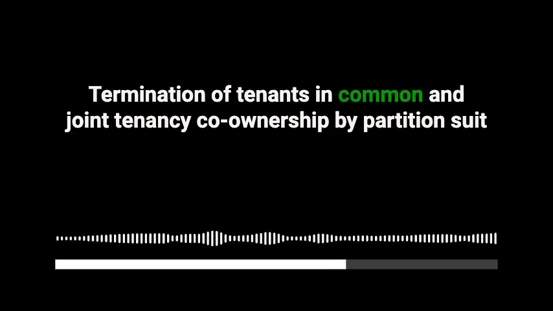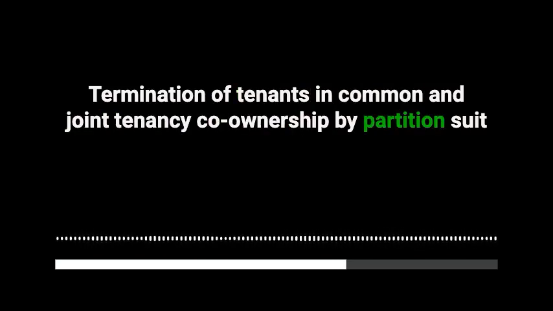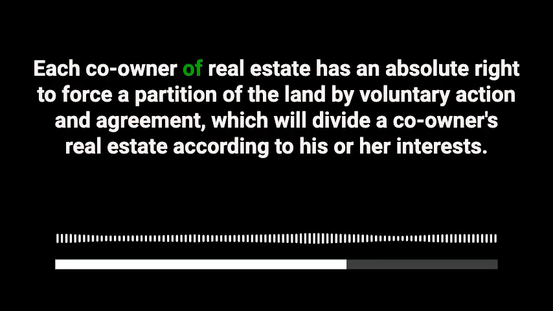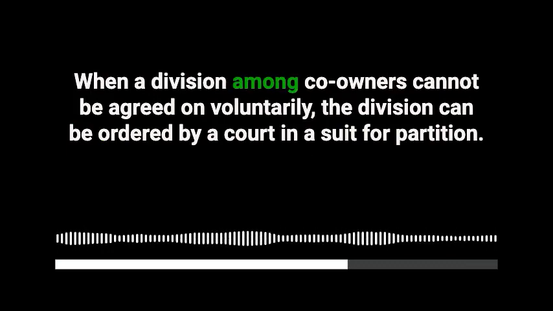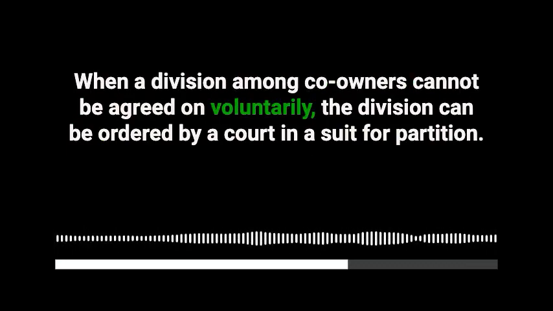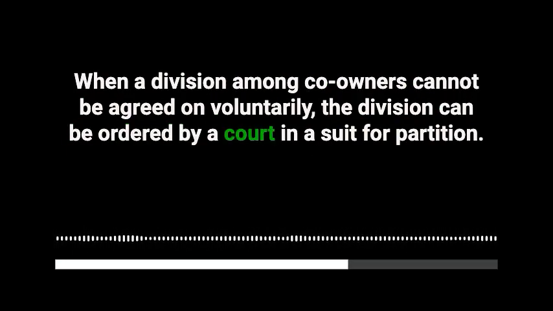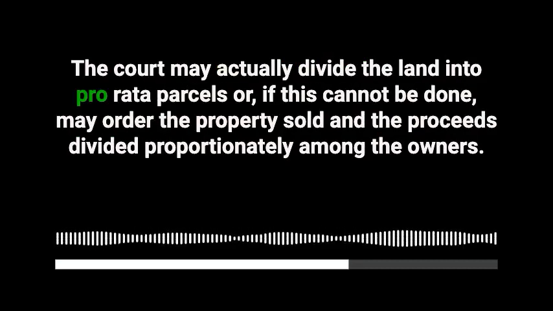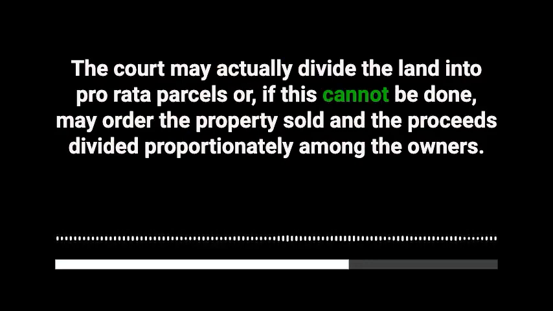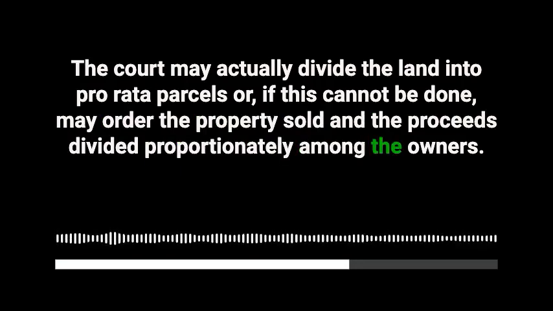Termination of tenants in common and joint tenancy co-ownership by partition suit. Each co-owner of real estate has an absolute right to force a partition of the land by voluntary action, an agreement which will divide a co-owner's real estate according to his or her interests. When a division among co-owners cannot be agreed on voluntarily, the division can be ordered by a court in a suit for partition. The court may actually divide the land into pro rata parcels, or, if this cannot be done, may order the property sold and the proceeds divided proportionately among the owners.